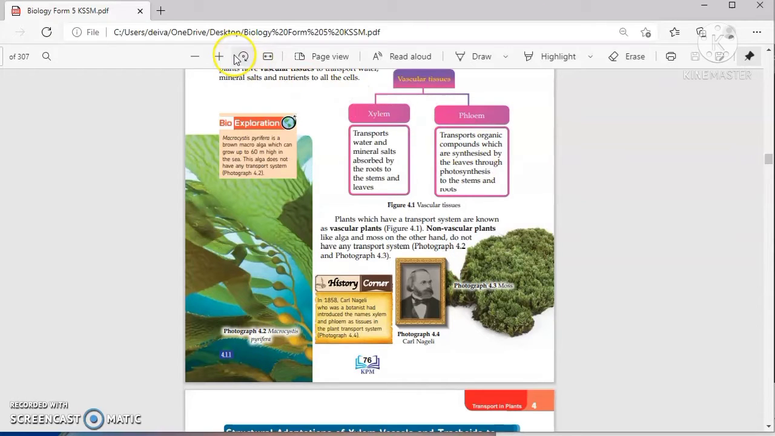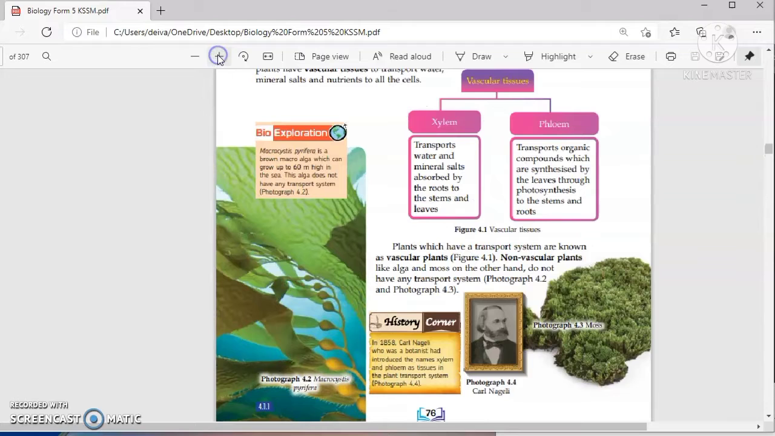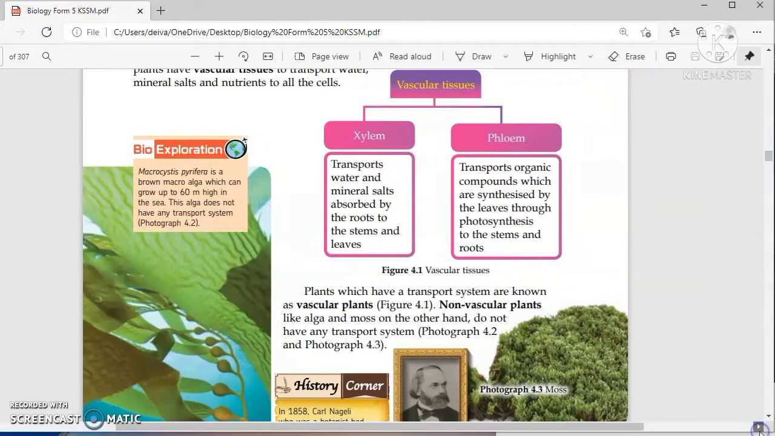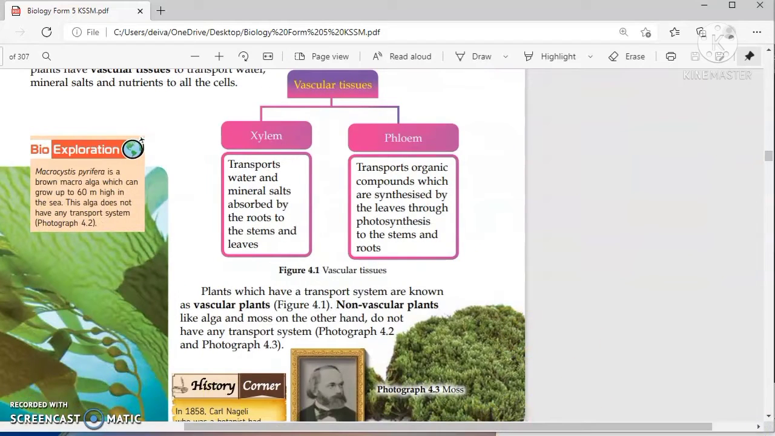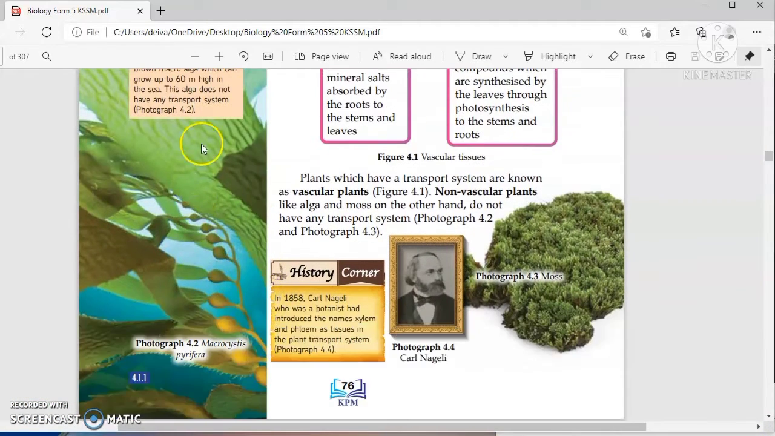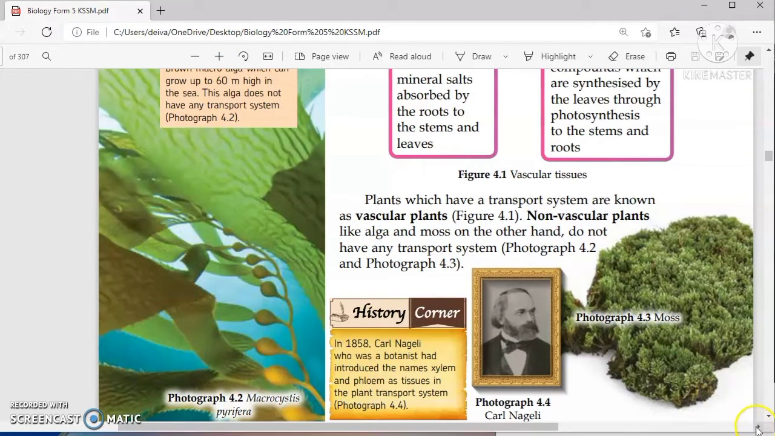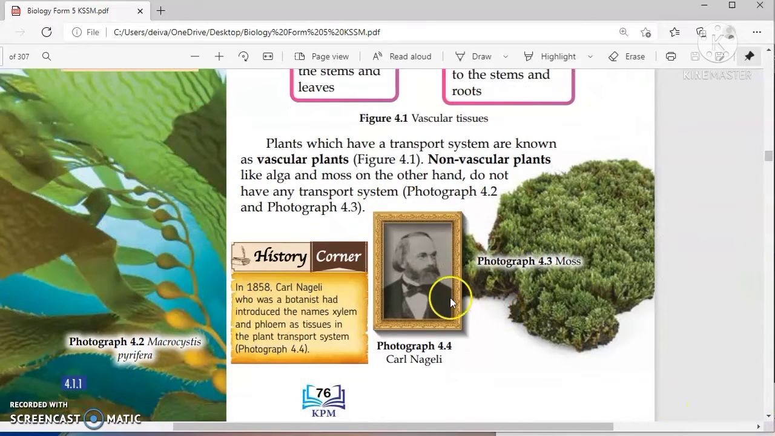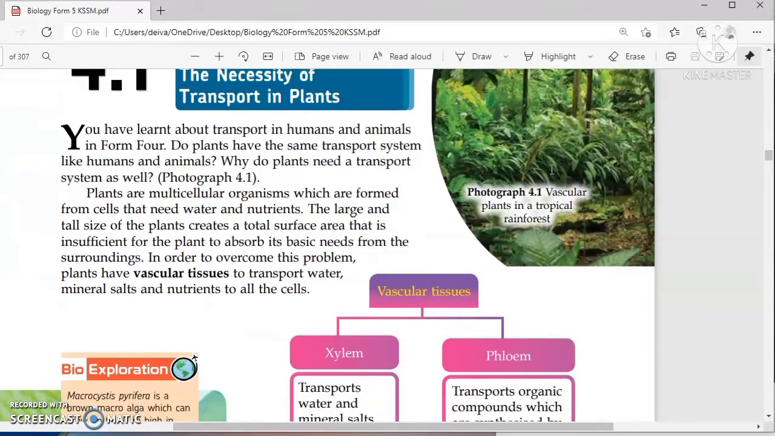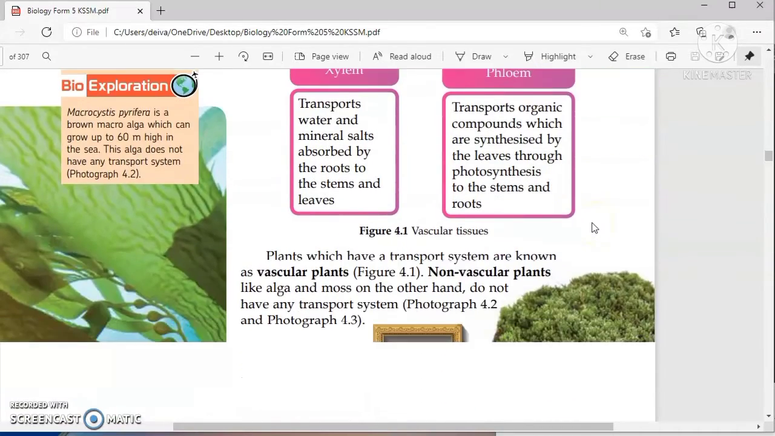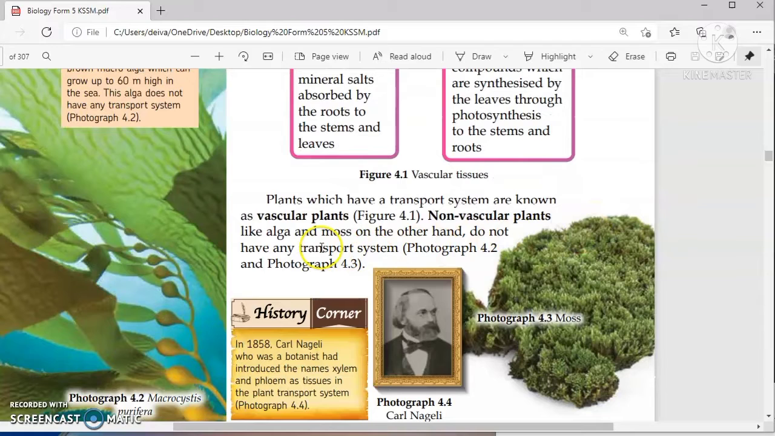Plants we can divide into two, that is vascular plants and non-vascular plants. Vascular plants are big plants like this, we call them vascular plants. Non-vascular plants are plants like algae and moss.